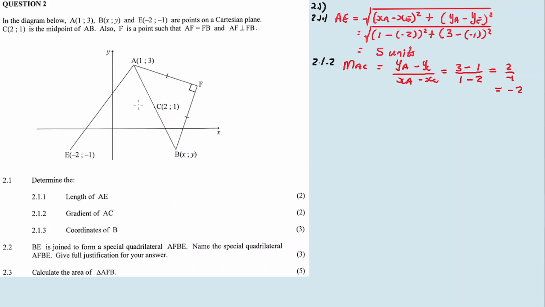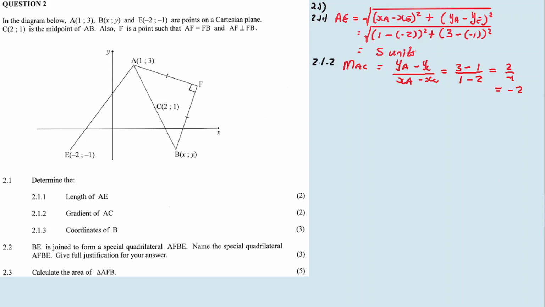Okay, let's go to 2.1.3, coordinates of B. Now we want the coordinates of B, which we don't have, so we must calculate them. Earlier I did mention that C is the midpoint of A and B. This is one of the things I like about midpoints: they help us calculate coordinates. So this midpoint C will help us calculate the coordinates of B. So use the midpoint formula to calculate the coordinates for B.